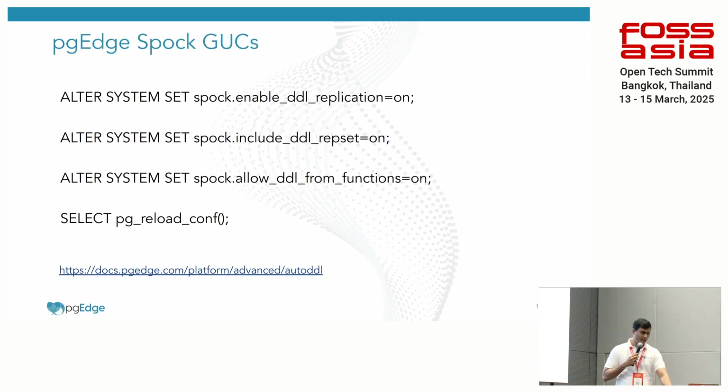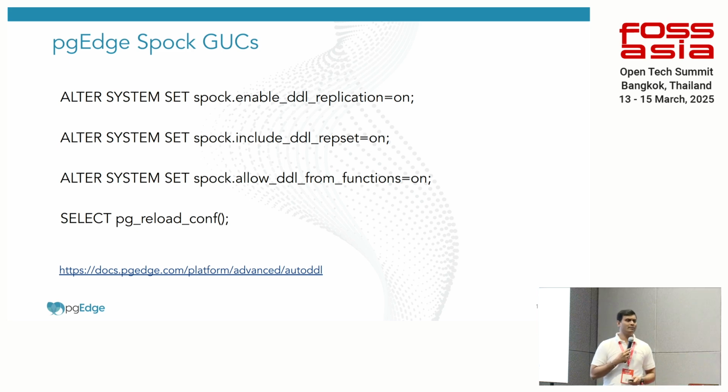So how do we do the pgEdge logical replication? Most of us know about the GUCs that are available. These are the three GUCs that are part and parcel of pgEdge. You have the capability of enabling and disabling the auto DDL, which is another flexibility that I can have. The second one is if you have a bunch of functions that do DDL changes on the fly, you can look at the allowed DDLs from functions. It can be switched on, it can be switched off.